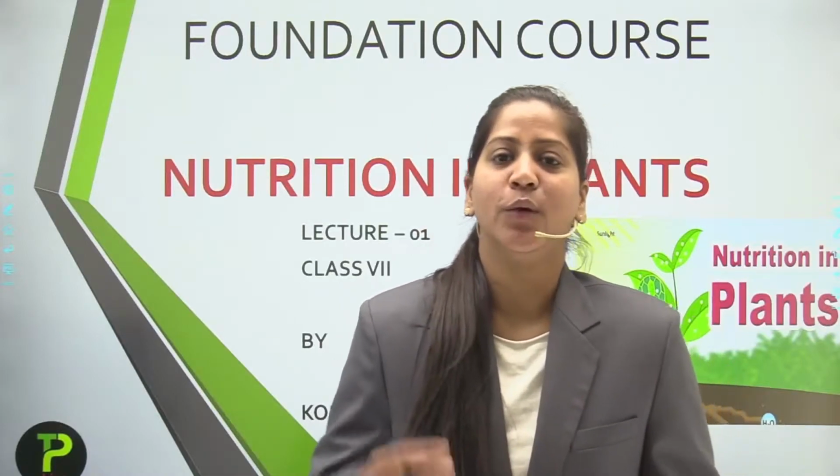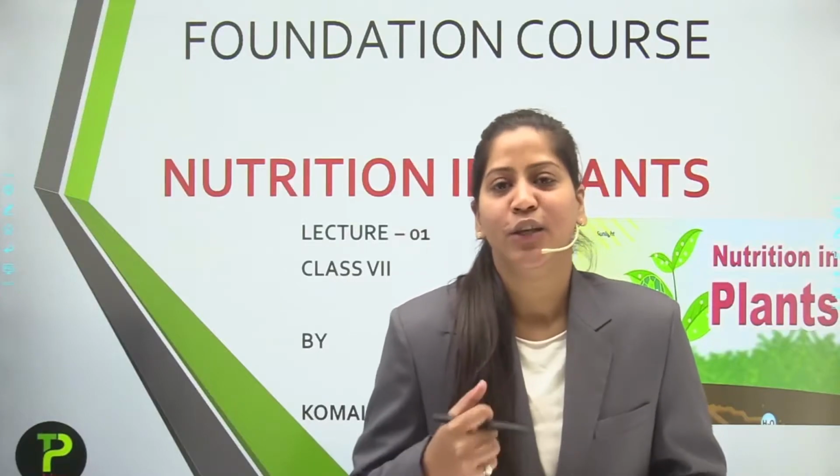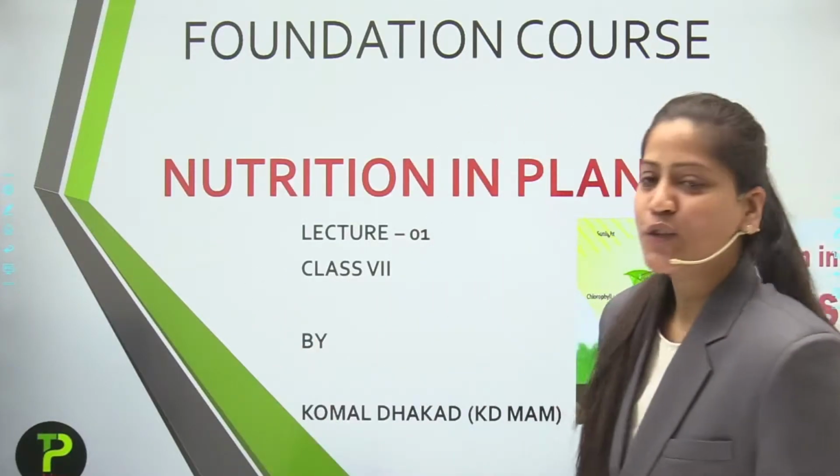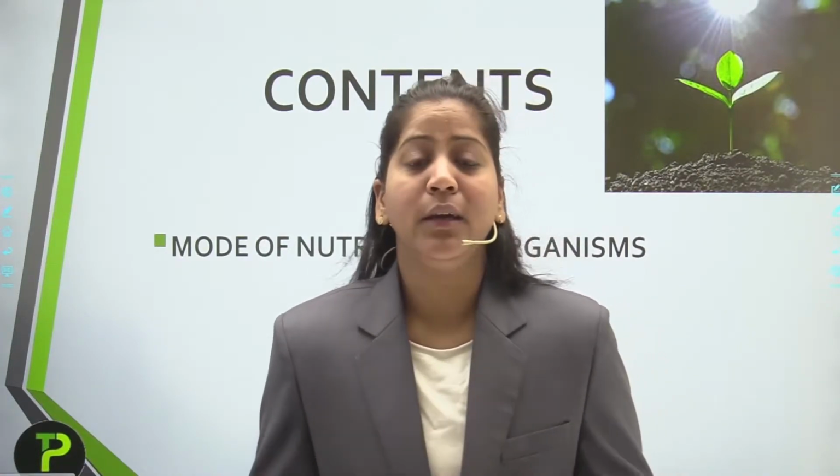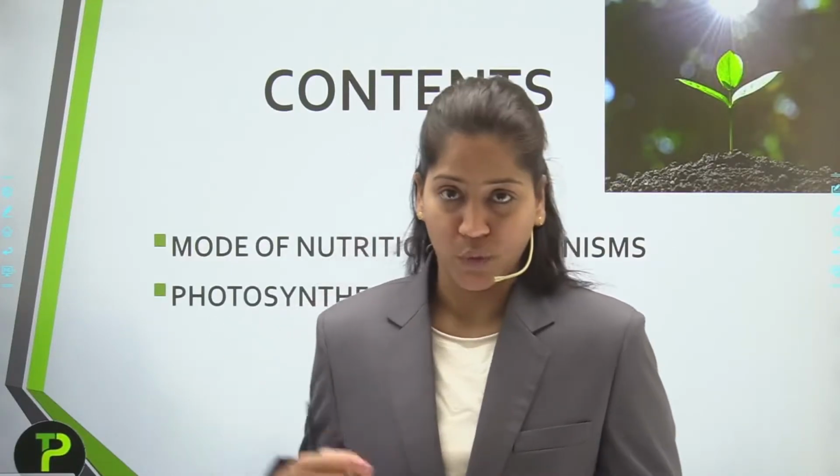I am Komal ma'am and I am starting with the very first chapter of class 7 science, which is nutrition in plants. So let's start. So let's discuss the contents of this chapter. In this chapter we will study about the mode of nutrition in organisms. In this topic we will study about how organisms, how plants or animals get their food and get their nutrition from food. Next topic we will study about photosynthesis.